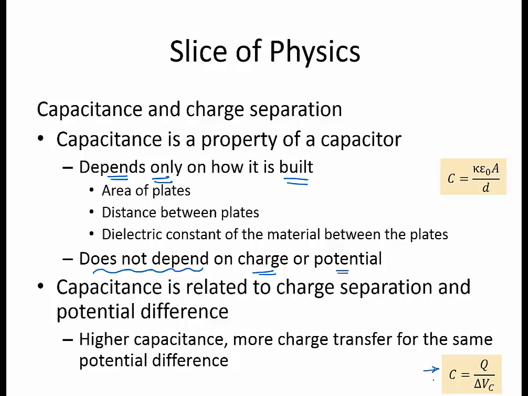So this equation tells us that if I connect two different capacitors to identical batteries with the same potential difference, by the time the capacitors are fully charged, they would have different charges separated between the plates, and how much charge separation is required is determined by the capacitance of the capacitors. Higher the capacitance, more the charge separation for the same potential difference.